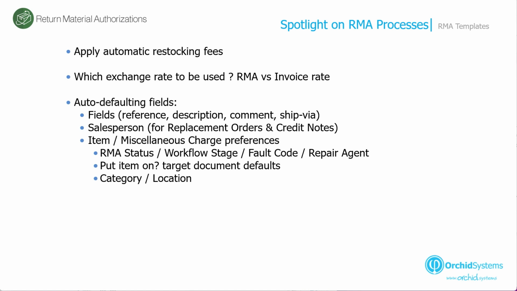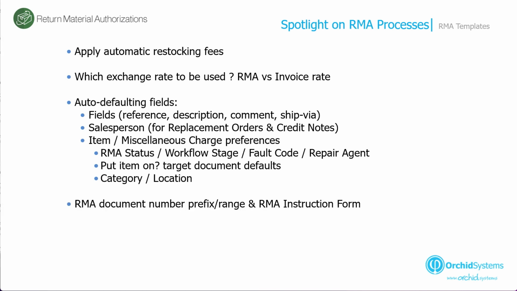For example, if you're using the RMA status or workflow stage codes, you can default them when the RMA is created to different values. And whether or not you want to put the item on a credit note or a replacement order that gets created using this template code, then you can say those defaults as well on your template. And if you're using category or location to isolate your returns, you can also default those accordingly.